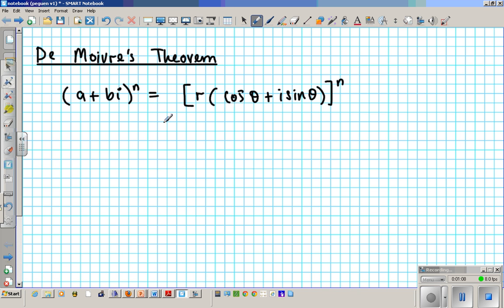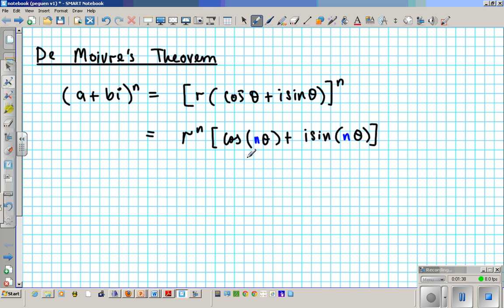The polar formulation of this complex number is r cosine theta plus i sine theta. So this is just the polar form. And the formula tells you that all you do here is you raise the radius, or the absolute value, to the nth power. This goes to r to the n times cosine of n theta plus i sine of n theta. Okay?